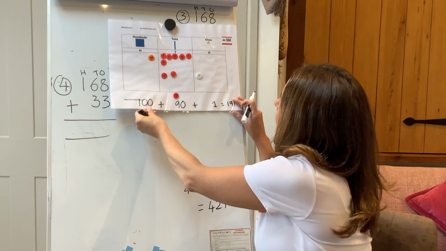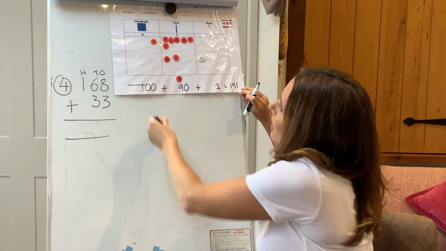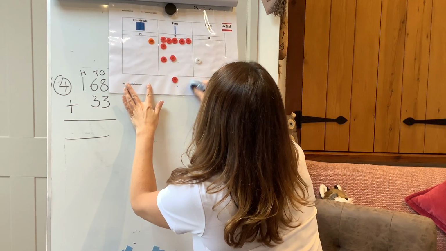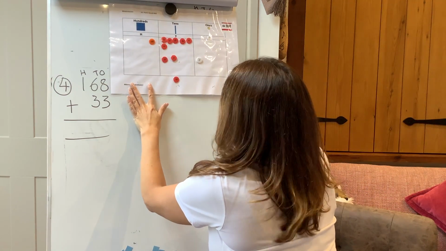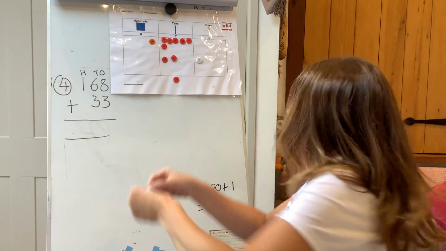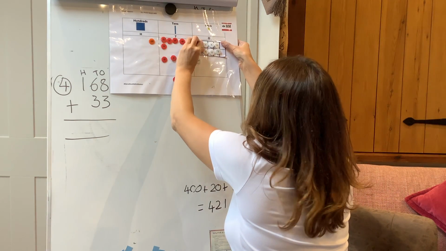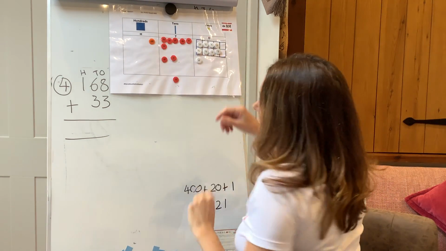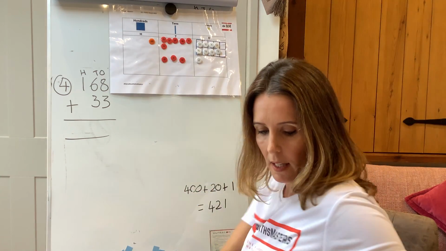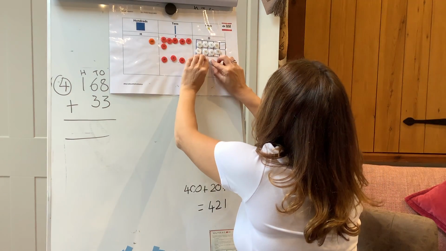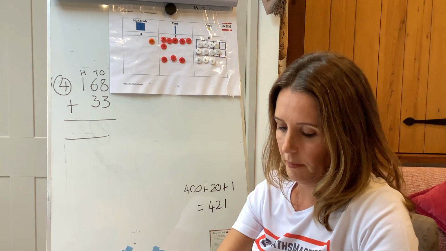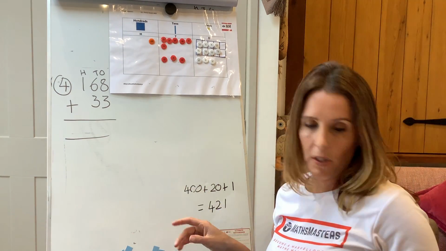So the final one, we have got 168, add on 33. Okay, so what exchanges were happening in this one? So 168, so I'm going to make the 168 again, and we're adding on 30 and 3. So I'll put 30 and 3. Okay, and we can have a go at doing this one.